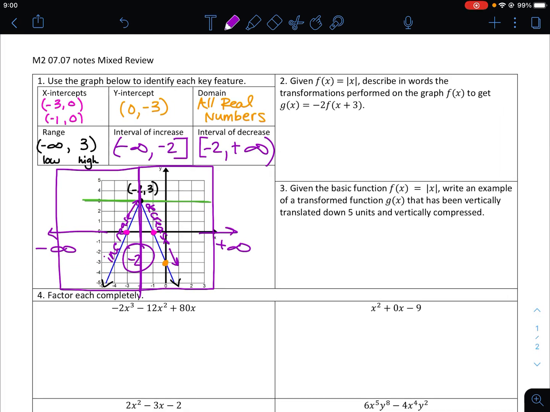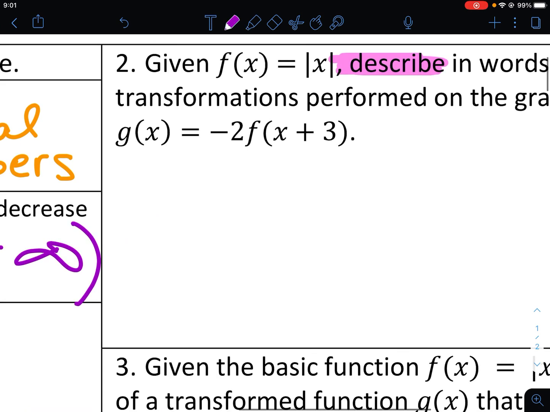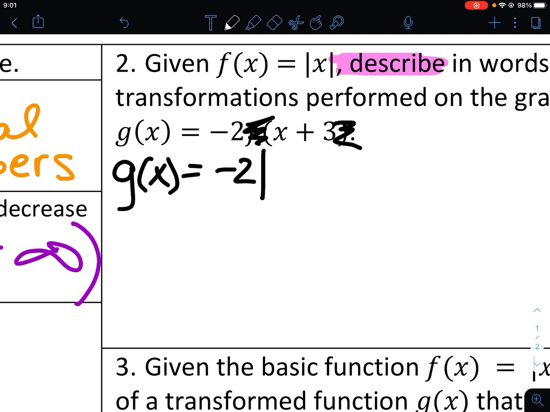Numbers 2 and 3 match, again, your formative numbers 2 and 3. We're going to talk about descriptions. We want to describe in words the transformations performed on our graph, f of x, to get g of x equals -2 f of x plus 3. Now remember, f of x is your absolute value function. So what we can do, if it helps you, is replace that f and parentheses with absolute value bars. That means the f and the parentheses completely go away, and we replace it with whatever our function was, in this case absolute value bars.